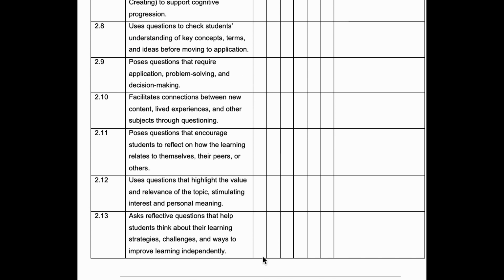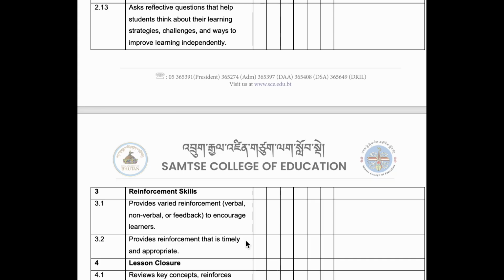Reinforcement skills. The next is the reinforcement skills, in which we have two indicators. Reinforcement refers to the ways teachers encourage and support learning. As mentors, observe how different types of reinforcement, including verbal praise, positive facial expression, gestures, encouragement, constructive feedback, or recognition of learners' efforts, are used. Most importantly, reinforcement should be timely and appropriate. It should recognize both correct responses and genuine effort, helping learners stay motivated and confident.